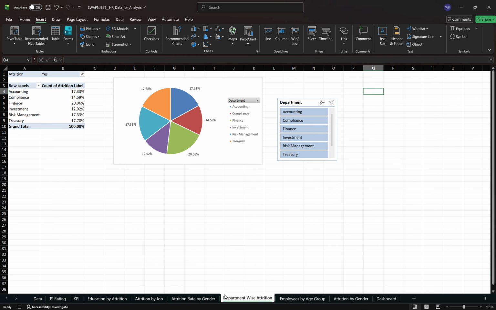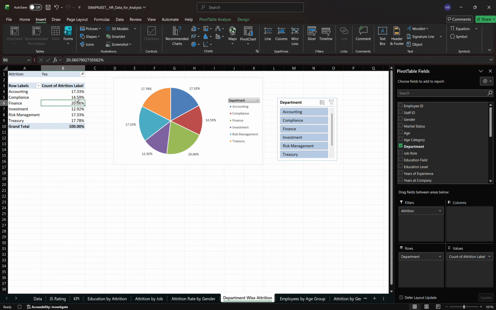Department wise attrition, which is accounting as being 17.33%, compliance to be 14.59%, we have investment bankers as 13%, treasury to be 17%, and the most is the finance one, which is 20%.